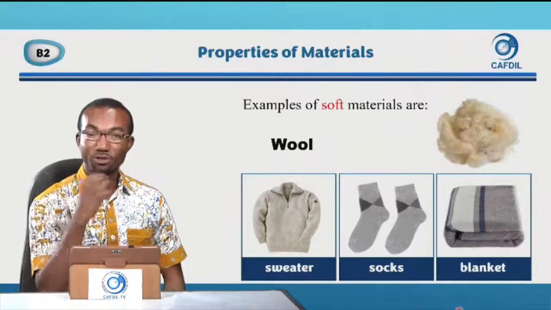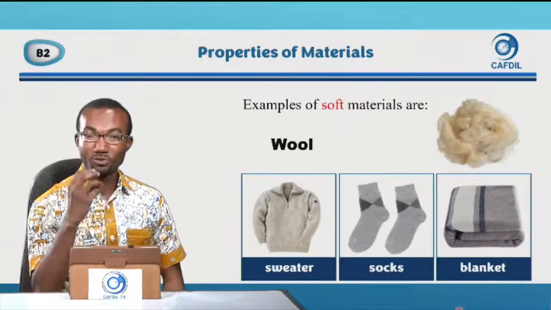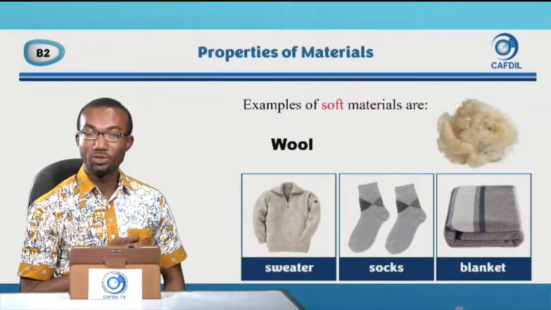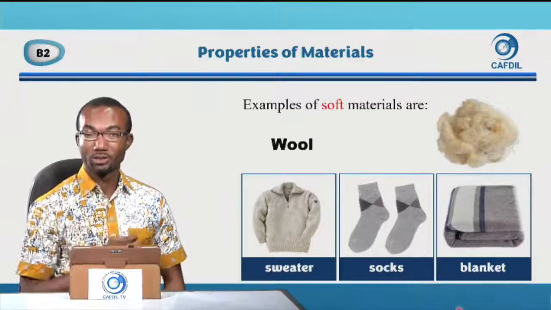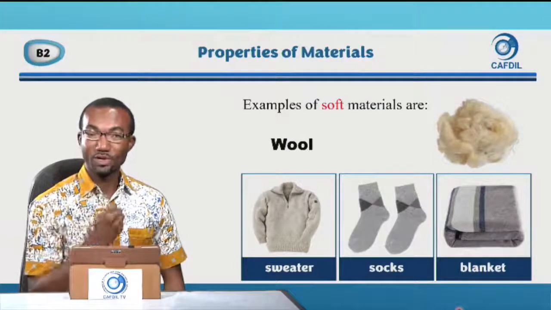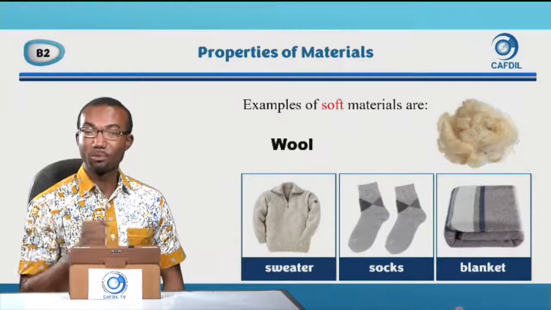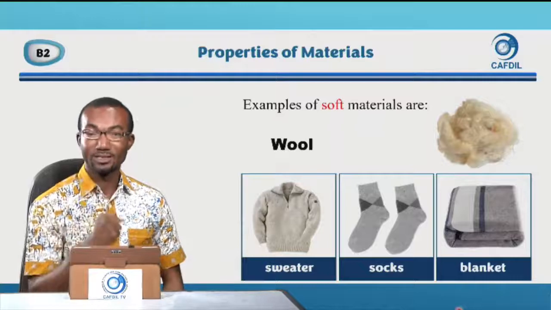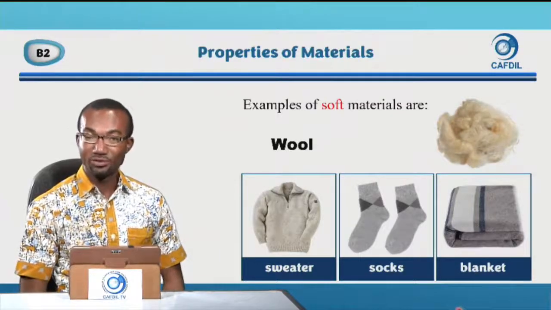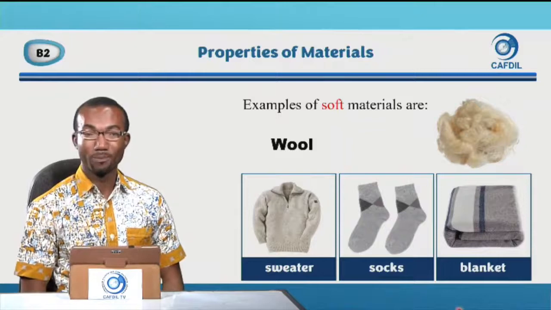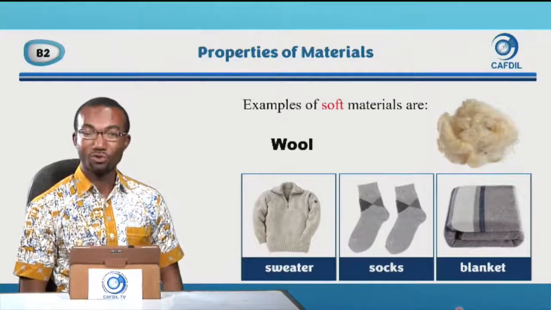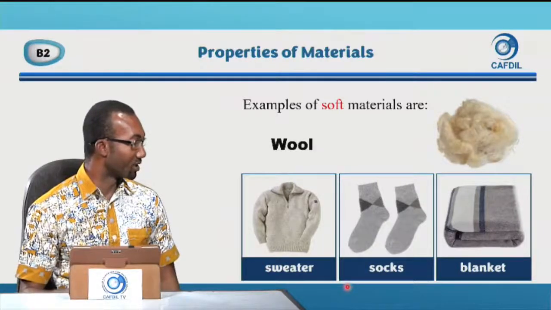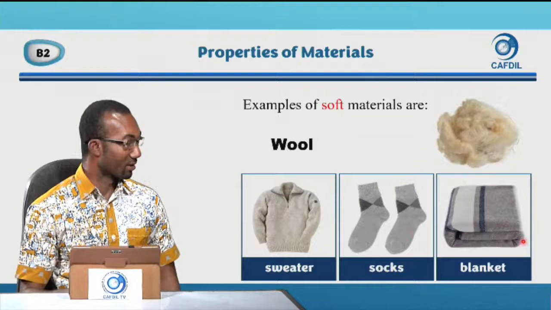Assuming your sweater is made of metal, how will you wear it? Or your sweater is made up of wood, or your socks are made up of wood or metal or stone, or the blanket you use to cover yourself when the weather is cold is made up of wood or metal or stone. That is very hard. It will be very difficult for you to wear them. So wool is also soft, and because it is soft, we use it for all these objects you see here: sweater, socks, and then blankets.